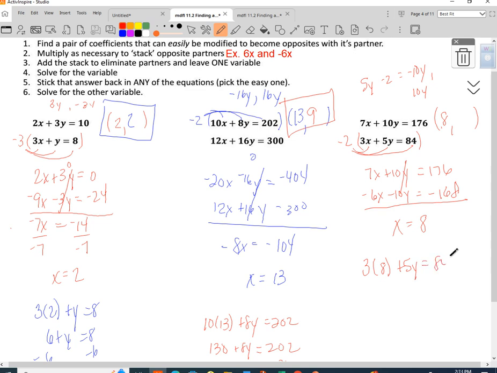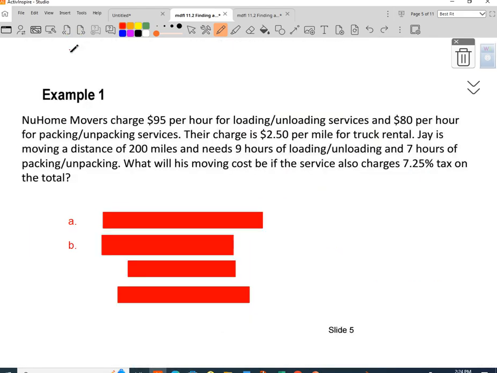Okay. 3 times our x coordinate of 8 plus 5 times y equals 84. So I plugged into that original equation. So I subtract 24 from both sides. Now I have 5y equals 60. I divide both sides by 5. Now I have y equals 12. And I took some shortcuts there, but okay. So these are the solutions. There's exactly one solution for those. All right, we're kind of hopping around here.